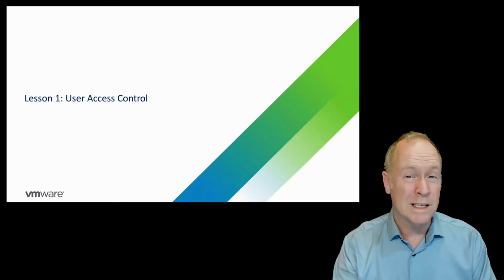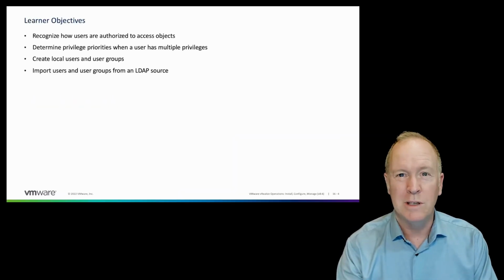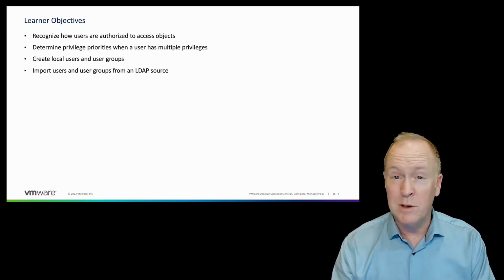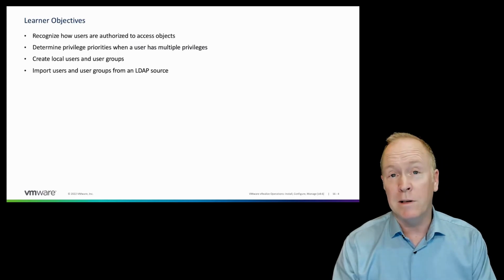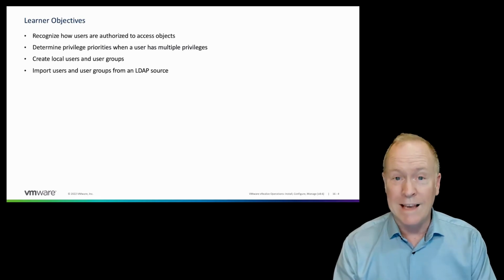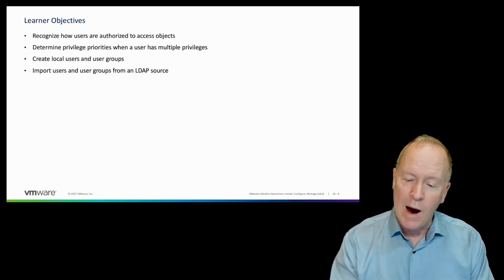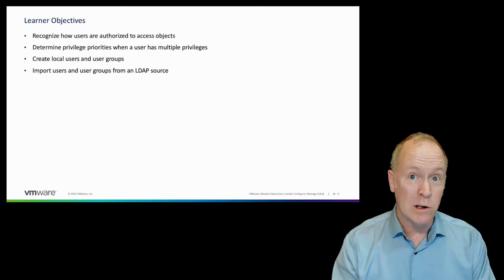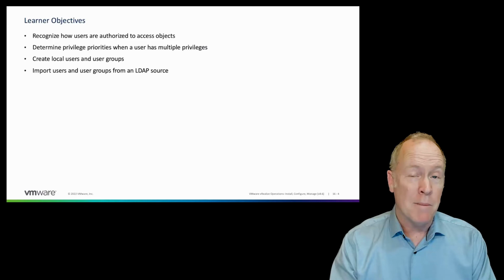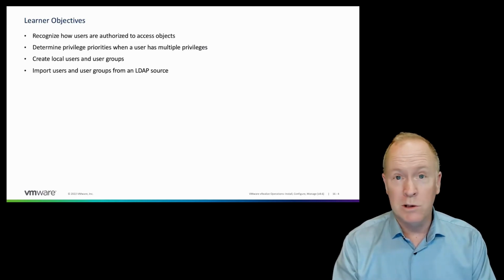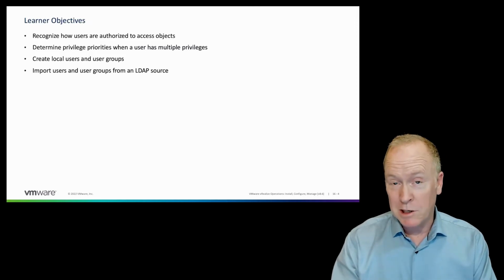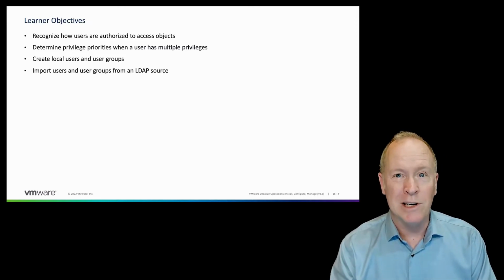In this lesson, we'll be discussing user access control. We're going to talk about how vRealize operations authenticates different types of users. We'll talk about how vRealize operations authorizes users in order to control what they can do. We're going to talk about how we handle situations where users have multiple roles and therefore multiple privileges. We'll talk about how to create local users and groups. And additionally, we're going to talk about how to import LDAP users, such as users from Active Directory.